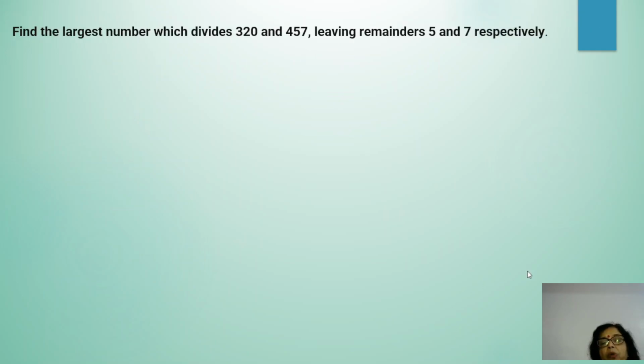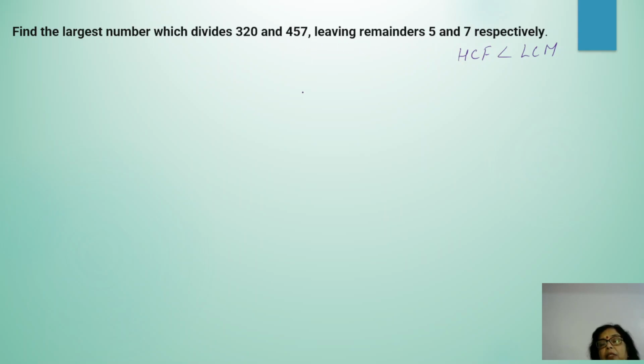Now let's take some word problems based on HCF. Find the largest number which divides 320 and 457, leaving remainders 5 and 7 respectively. Now here, the largest number which divides. When you are given this word, divides 320 and 457, that means that number is obviously smaller than these two numbers. So you need to understand that when it is dividing, you need to find the HCF, because HCF is always less than the LCM. So you don't have to find the LCM. It's dividing these two numbers, so the HCF has to be smaller than these two numbers.